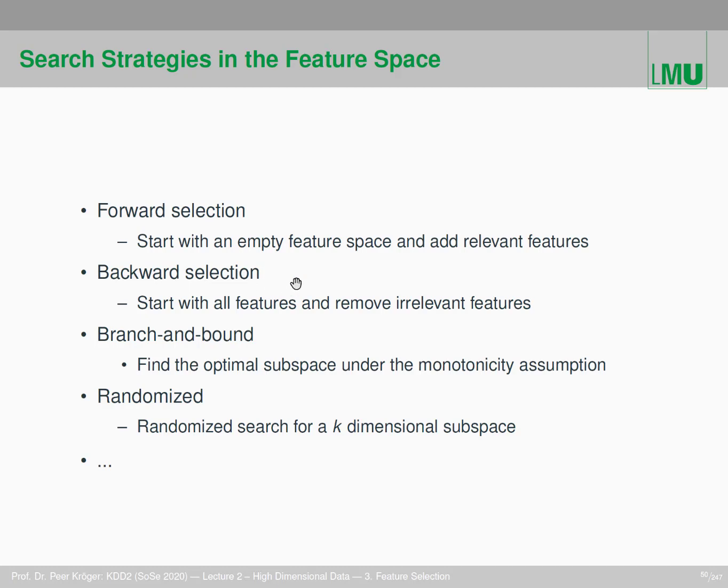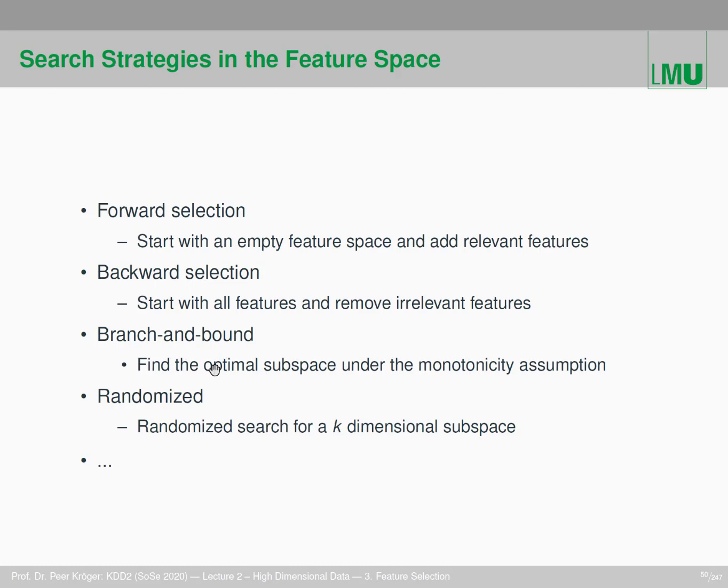Backward selection is the other way around. You start with all features, so with the whole feature space, and try to remove irrelevant features until again you reach a target dimensionality typically. And obviously those two have again the problem that you evaluate features individually in both cases actually.